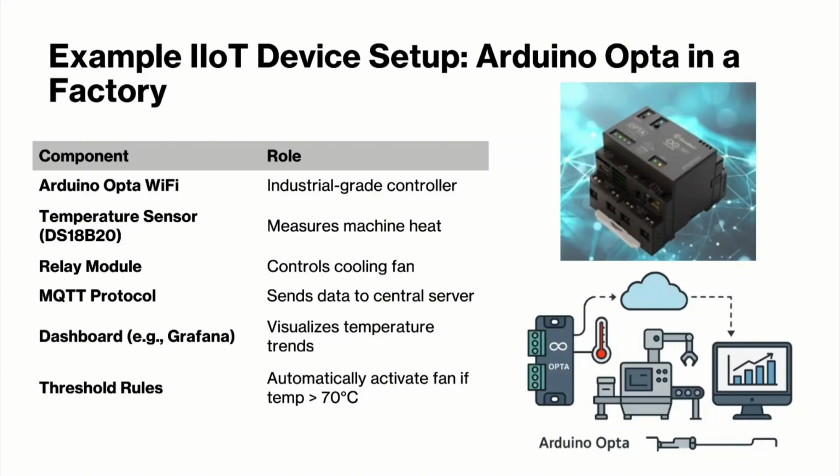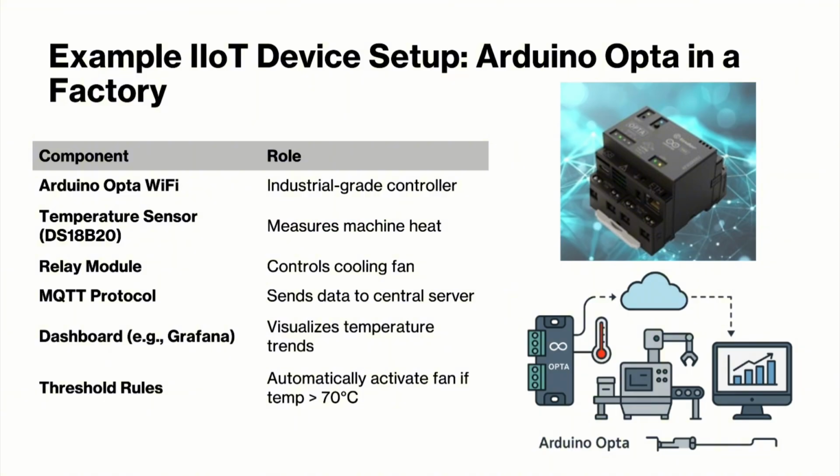Let's have a look at an example of IIoT device setup using an Arduino OPTA in a factory. Imagine a production line where sensors are continuously measuring parameters like machine temperature, motor current, and vibration levels. All these sensors send data to Arduino OPTA, which acts as the central controller. OPTA processes this data locally, and if it detects a problem, for instance, a motor running hotter than normal, it can immediately trigger an actuator to shut the motor down or sound an alarm to alert operators.